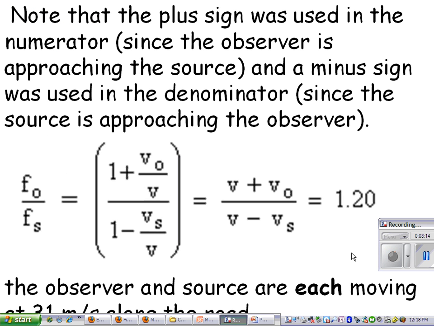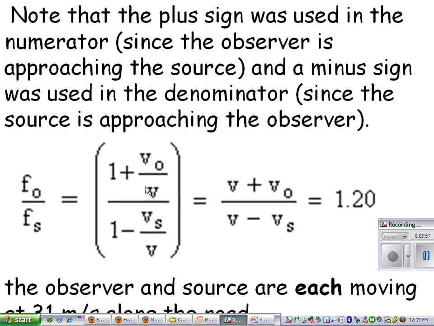You'll notice in this equation, instead of having the Fs in front on the right-hand side of the equal sign, we've divided it over, so we have FO over Fs. And we know that FO over Fs is 1.2. We know that ratio: the observed frequency is 1.2 times larger than the frequency of the source. So we also know that they're coming towards each other, so the observed frequency is going to be higher. And so it's going to be plus on the top, minus underneath. The observer is moving towards the source. That's why you have a plus here. The source is moving towards the observer. That's why you have a minus here.